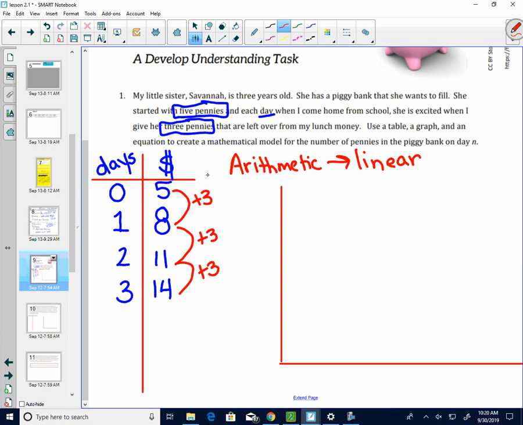And we know that when we go to graph this, we only need the first quadrant because time cannot be negative. And if we're adding money every day, our money's not going to be negative. So we don't need to go left with our x-axis or down with our y-axis. So we're just going to sketch a brief graph. I'm going to count by threes.